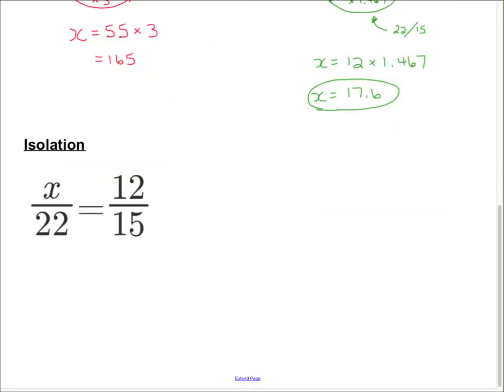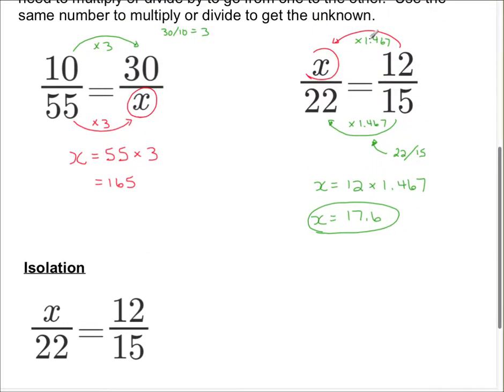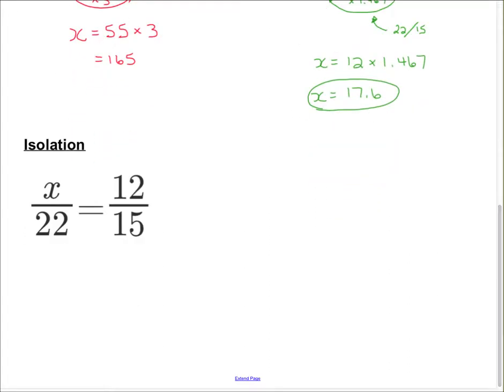I'm going to just extend the page a little bit here. So for isolation, I'm going to solve the same one I did up here. So we're going to hope we get 17.6, because I'm solving the same question. So here's isolation. Isolation says I want to get x by itself. And so I have to look on this side of the equal sign and see what is stopping x from being by itself. Well, the only other thing with x on this side is 22, and that 22 is dividing the x.